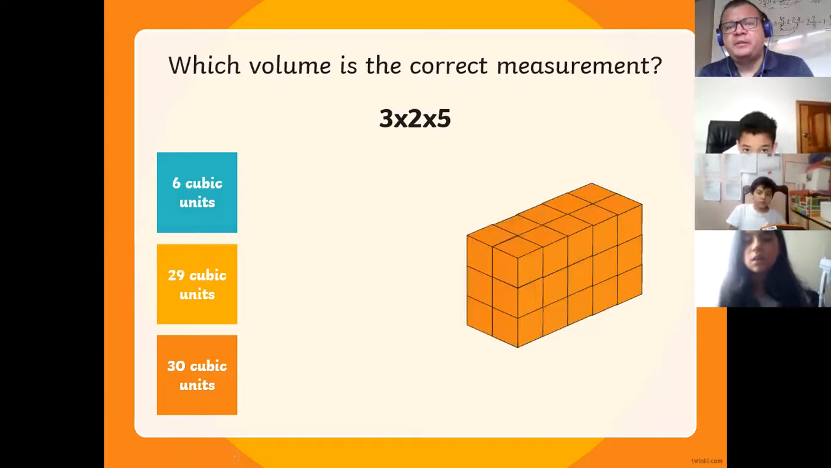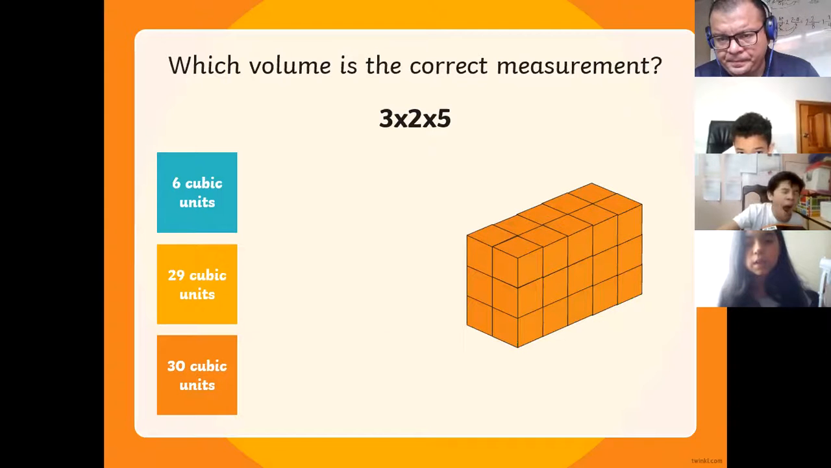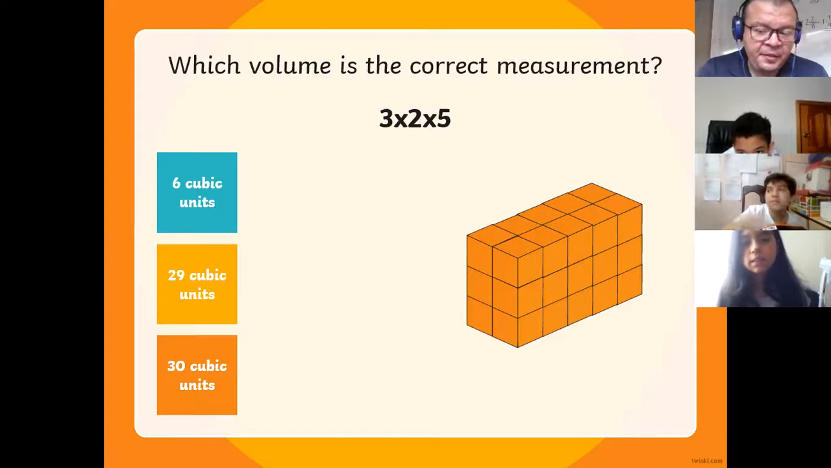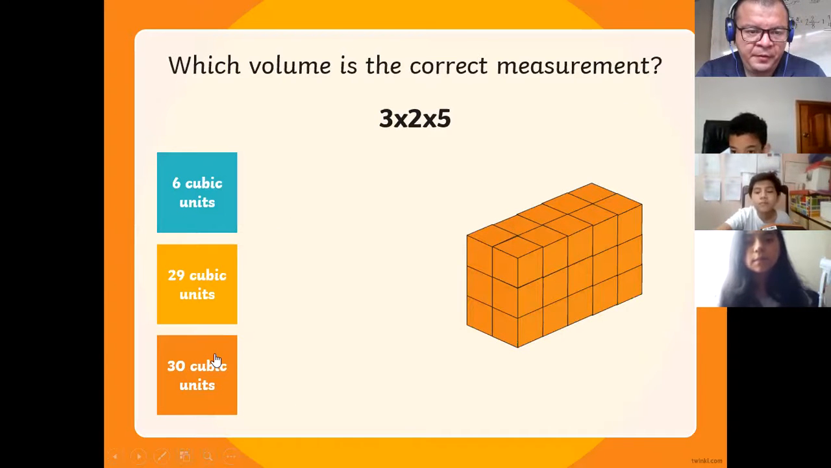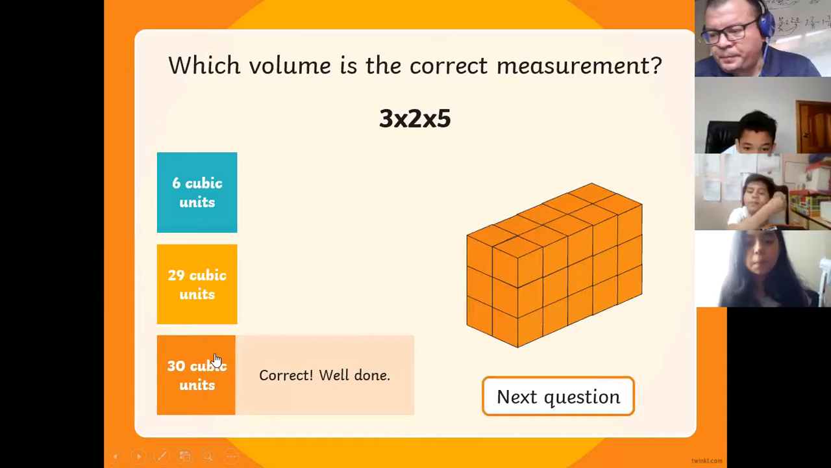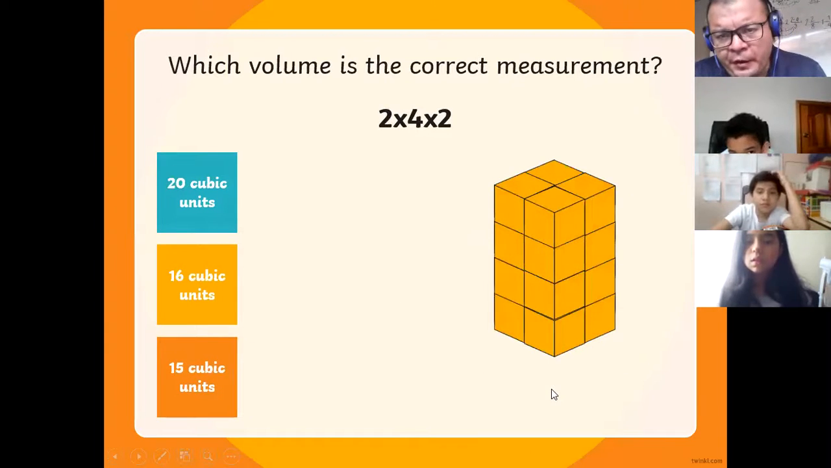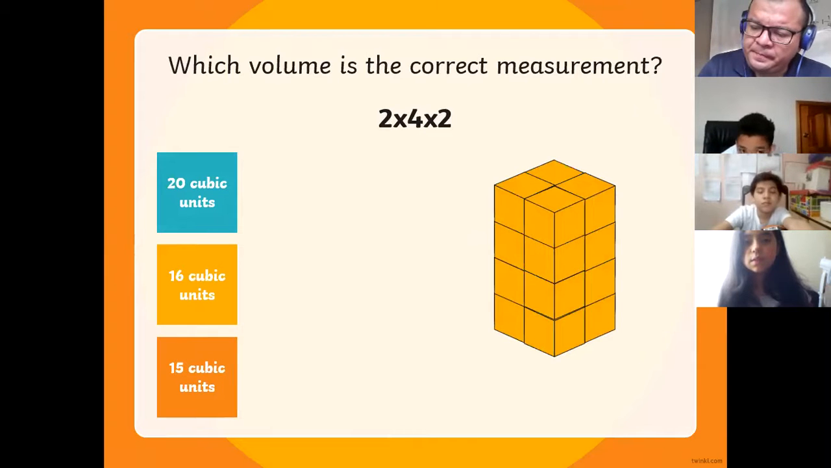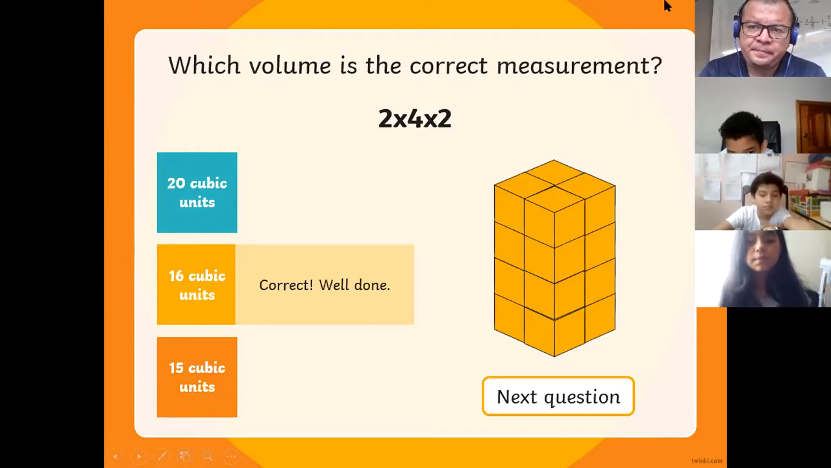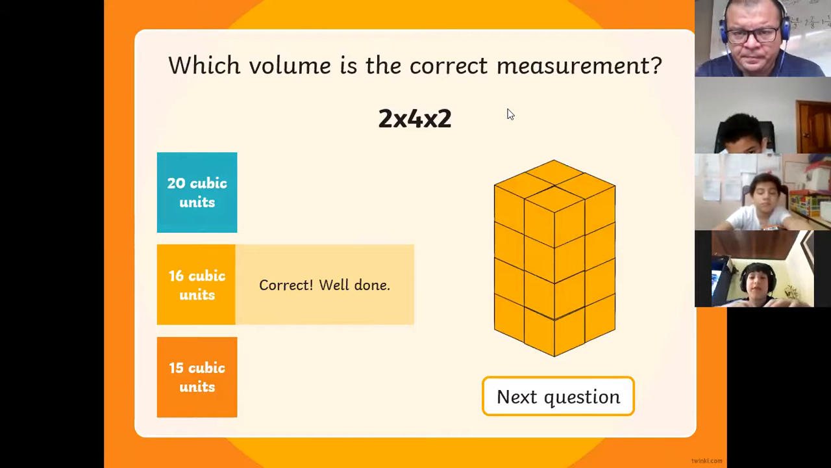Which volume is the correct measurement? 3 times 2 times 5. 6 cubic units, 29, or 30. It's 30. Very good. Well done, people. So let's continue. Which volume is the correct measurement? 16. It's 16. Well done. Let's see the next one.